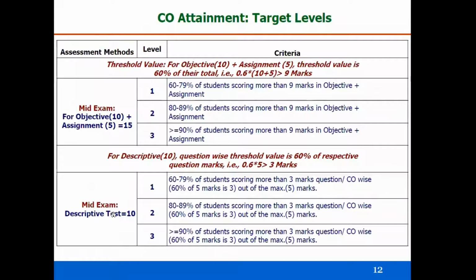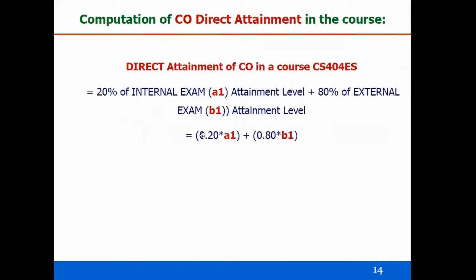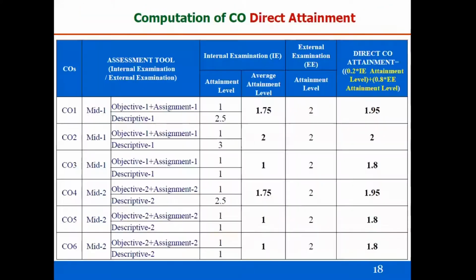Then the mid exam, I mean the descriptive test, is another component. Then the third one is the end exam. So a total of 3 rubrics are there. Those 3 rubrics you have to mention for each and every CO in the computation table.